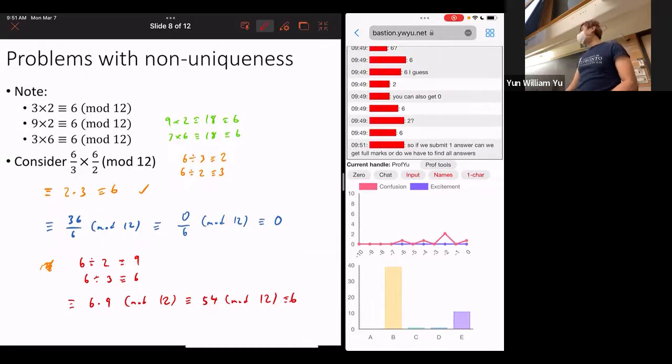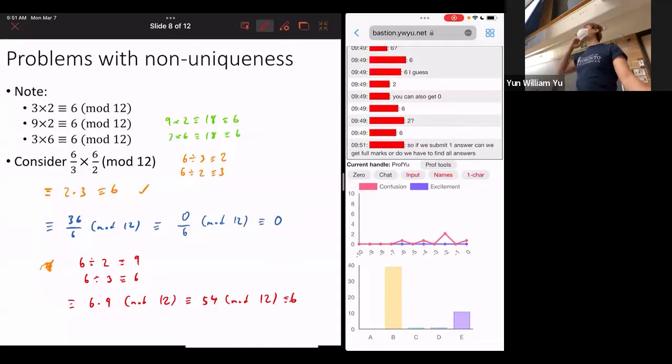So now we have a question. Hopefully I did that right. But regardless, there are ways of getting multiple answers because of this non-uniqueness. Because you don't have uniqueness to begin with, you can get all sorts of different answers depending on what choices you make. So if you submit one answer, can we get full marks, or do we have to find all answers?